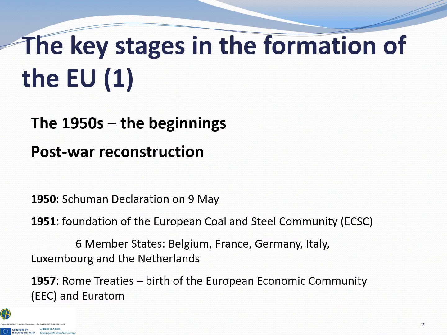The first stage starts from the 1950s, the beginnings. On the 9th of May 1950, we have the Schuman Declaration. One year later, in 1951, the European Coal and Steel Community was created through the Treaty of Paris. We have now 6 member states: Belgium, France, Germany, Italy, Luxembourg, and the Netherlands. In 1957, the European Economic Community and Euratom came into being through the Rome Treaties.